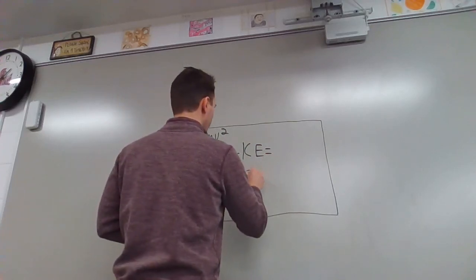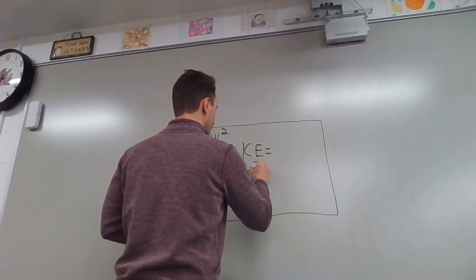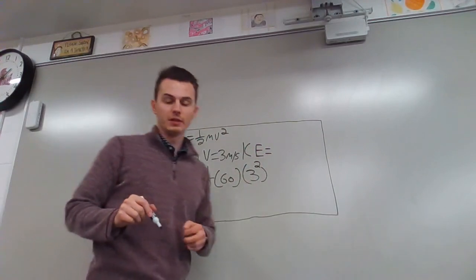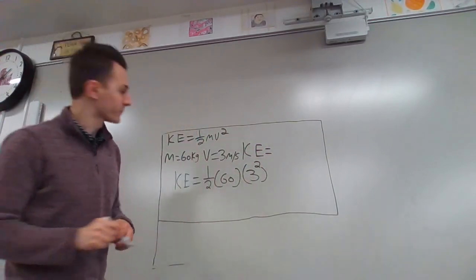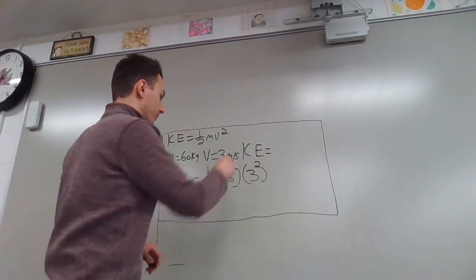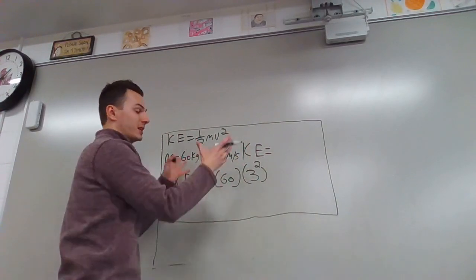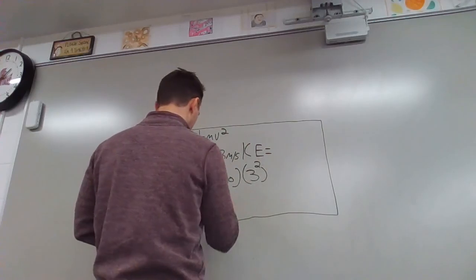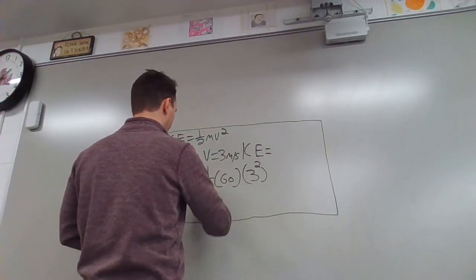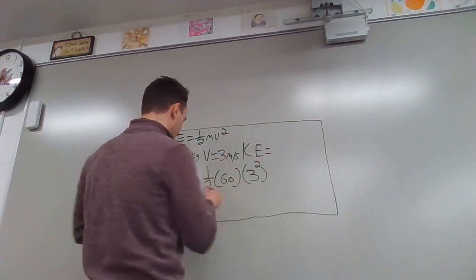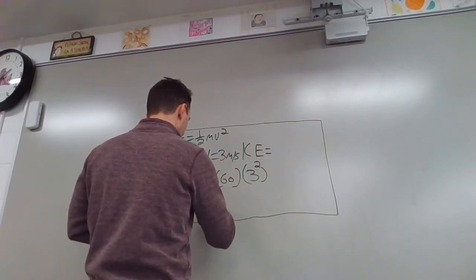and then 3 squared. Order of operations here. What we have to do is worry about this squared number first. Okay? We're not going to square everything, only the 3 gets squared. So that turns into 9. So we have equals 1/2 times 60 times 9. And when we do that, we can easily get an answer.